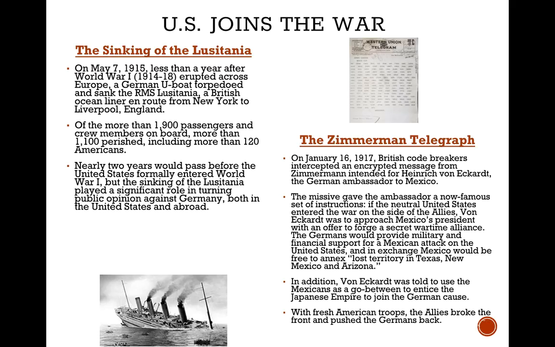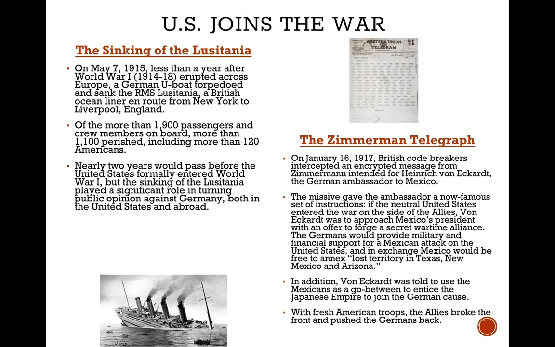Instructions were given. If the neutral U.S. entered the war on the side of the Allies, von Eckart was to approach Mexico's president with an offer to forge a secret wartime alliance. The Germans would provide military and financial support for a Mexican attack on the U.S. In exchange, Mexico would be free to annex lost territory in Texas, New Mexico, and Arizona.